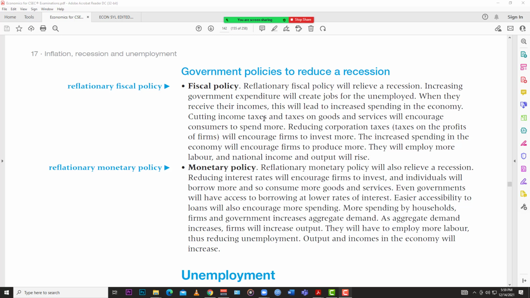So you start a little war, you spend some money. Normal governments would start a road project, a school project, some kind of project. Just start spending money. That would put money in people's pockets, and that can lead to an increase in demand and help the economy to recover. Also, cutting income taxes and taxes on goods and services will encourage consumers to spend more money. Reducing corporate taxes on profits for firms will encourage firms to invest more. The increased spending in the economy will encourage firms to produce more. They will employ more labor, and national income and output will rise.